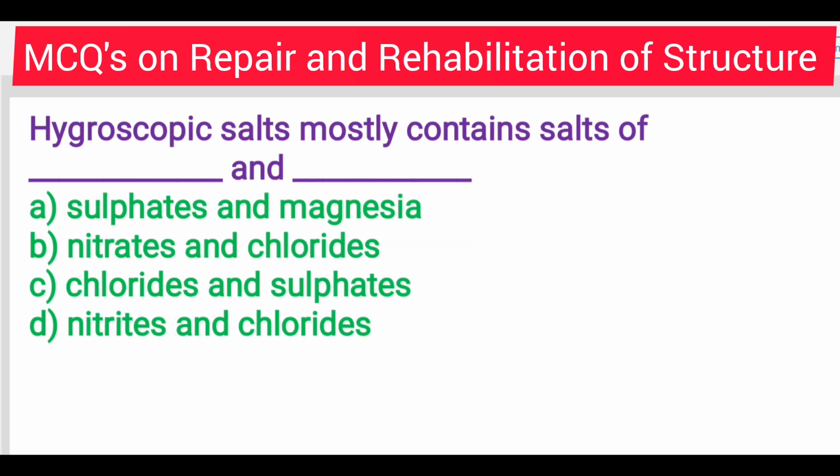Next question, hygroscopic salts mostly contain salts of dash and dash. Option A, sulfate and magnesia. Option B, nitrates and chloride. Option C, chloride and sulfates. Option D, nitrates and chlorides. So the correct answer is option B, nitrates and chlorides.